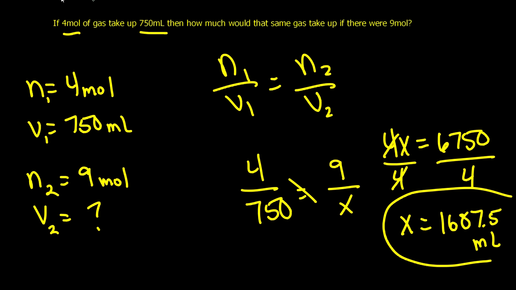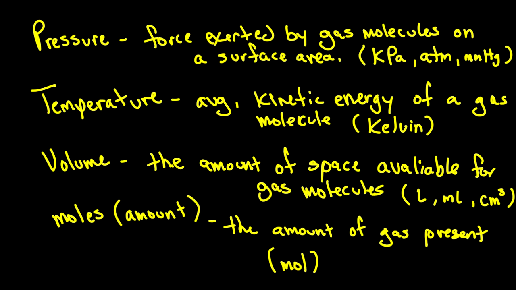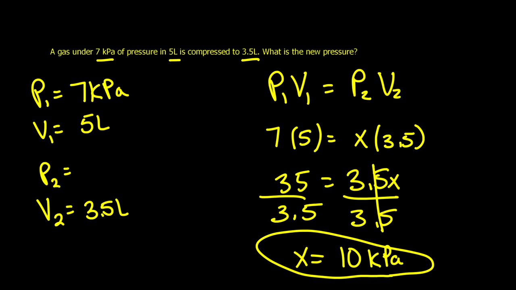So doing the 4 basic gas laws isn't too difficult. Things you got to keep in mind are these units. Remember your units for pressure. You'll see kilopascals and atmospheres. Your temperature has to be in kelvins, otherwise those formulas will not work. Temperature has to be in kelvins. Your volume will typically be in liters and milliliters, and your moles will be in moles. So those units help you identify which variable it is. And your formulas, just memorize them.